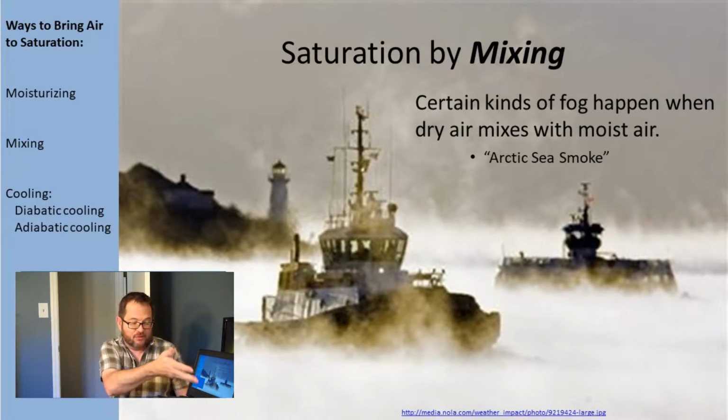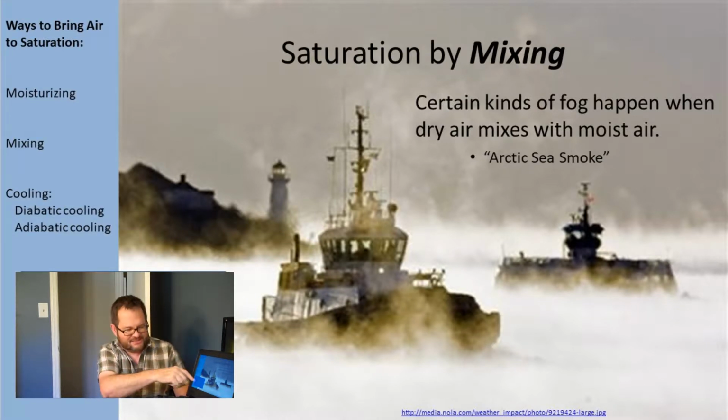Let me just give you an example of what's happening here in this picture. This is a type of fog called Arctic sea smoke. And Arctic sea smoke happens as subsaturated air moving in from over the land over to the water mixes with subsaturated air that's near the surface of the water. It's not saturated either, but when you mix the two volumes of air, you do get saturated air. And I'll show you how that happens in just a little bit.